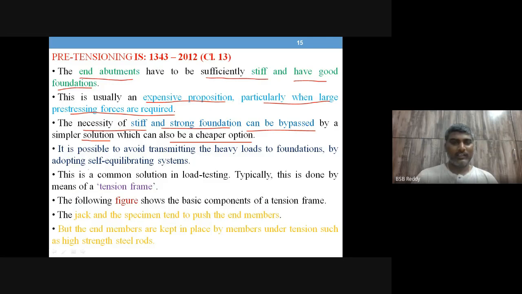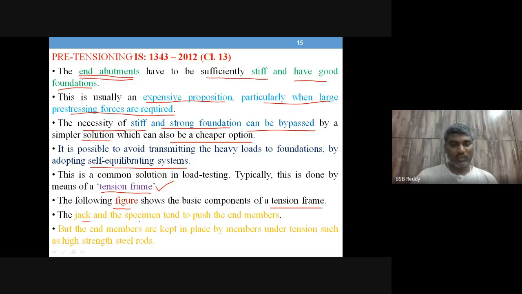It is a system called a self-equilibrating system, famously known as a tension frame. This is the replacement for end abutments. Instead of having end abutments, you can have a tension frame, which is cheaper and effective. So what is that? It is shown in the figure. What is a tension frame?